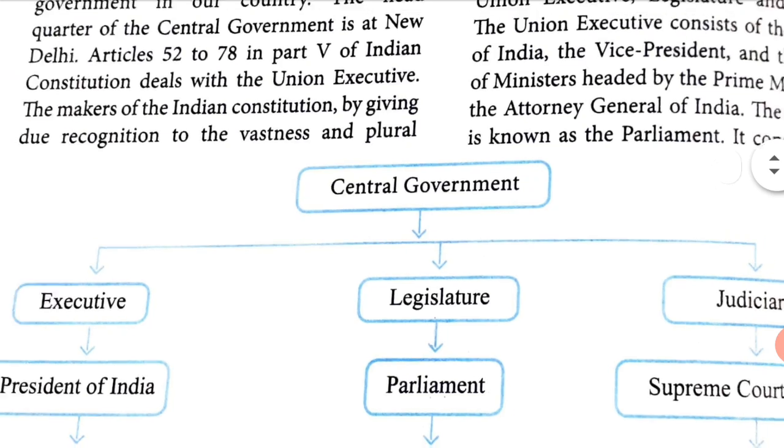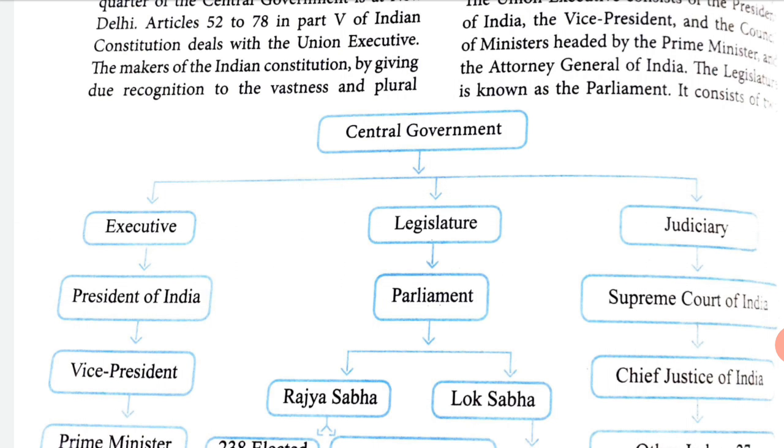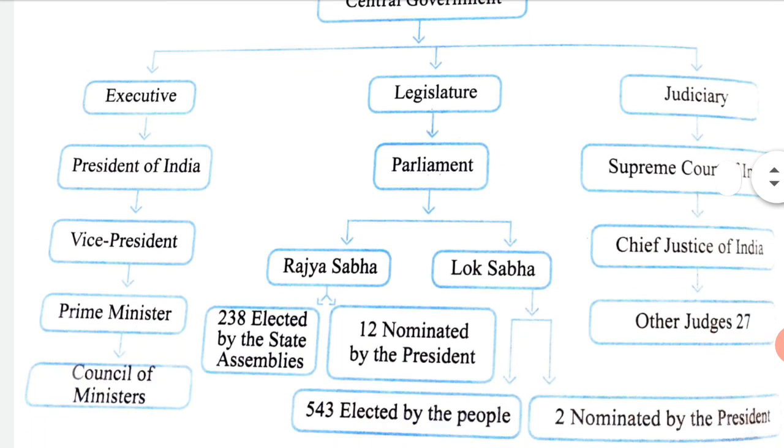Now, if you look at this table, you will understand better. So, central government has got three main organs: executive, legislature, judiciary. Under the executive, who are the people present: President of India, Vice President, Prime Minister, and Council of Ministers. Council means group of ministers. Under the legislature, we have the Parliament, and in the Parliament we have two groups, which is Rajya Sabha and the Lok Sabha.